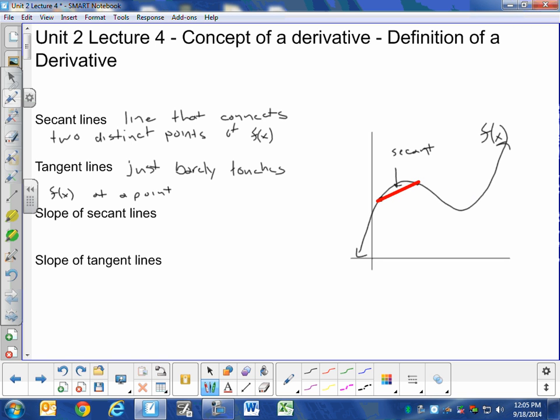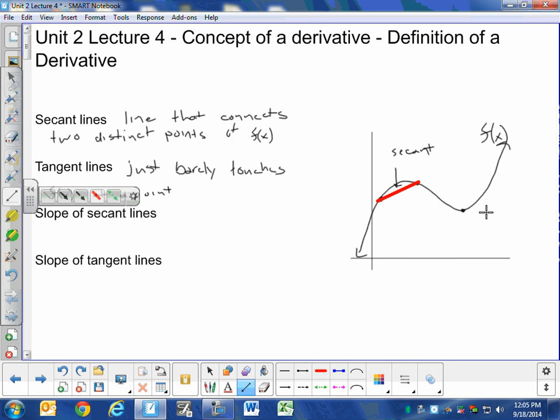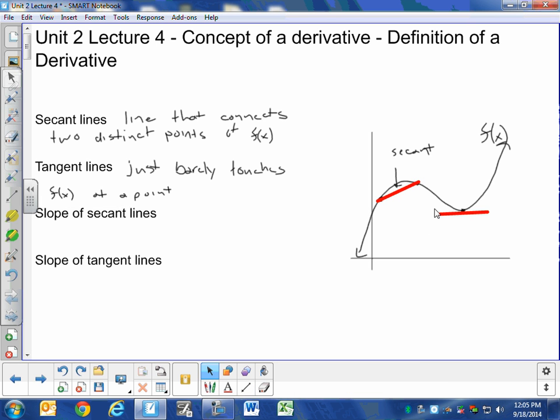So like here, right down here, my tangent line would look something like this. It would just barely nick it. Now, if I extended this tangent line, it would hit my function at a second point. I don't care that it hits my function at a second point. This is the tangent. It is just nicking my function right there. Okay?